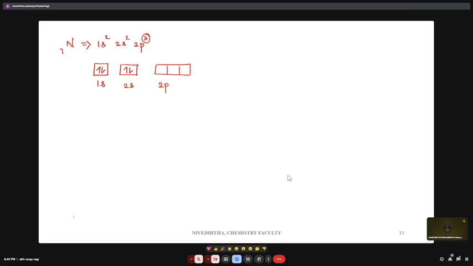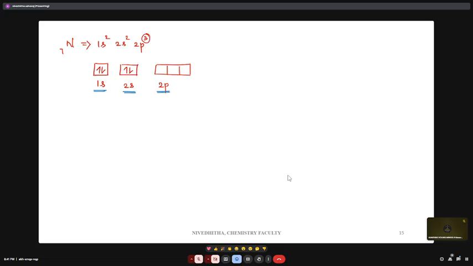Now we have to know how to fill these orbitals. There is no confusion in filling the electrons between 1s and 2s. We know obviously 1s got lower energy, so we fill electrons in 1s first, after then in 2s. Among 2s and 2p also there is no confusion, because 2s got lower energy, so we fill 2s, after then 2p.